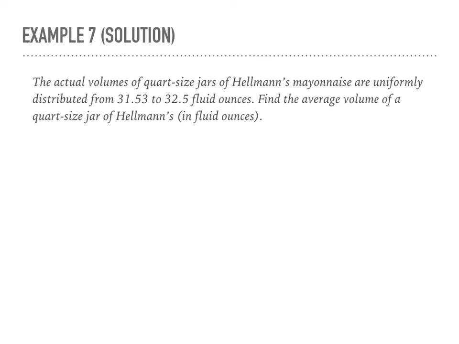Example 7. The actual volumes of quart-sized jars of Hellmann's mayonnaise are uniformly distributed from 31.53 to 32.5 fluid ounces. Find the average volume of a quart-sized jar of Hellmann's in fluid ounces. So averaging our endpoints, we have 31.53 plus 32.5 divided by 2, giving us 32.015.